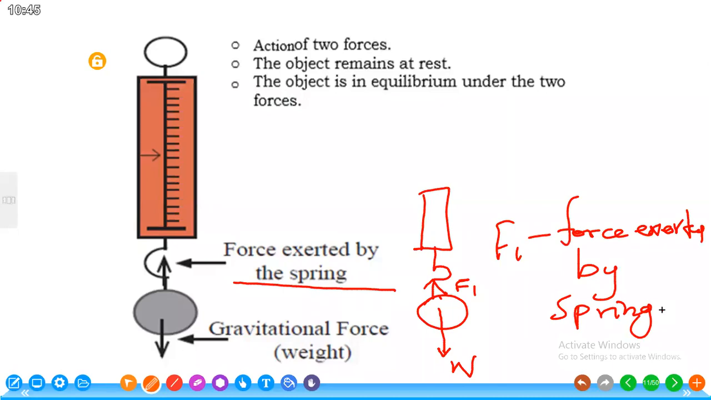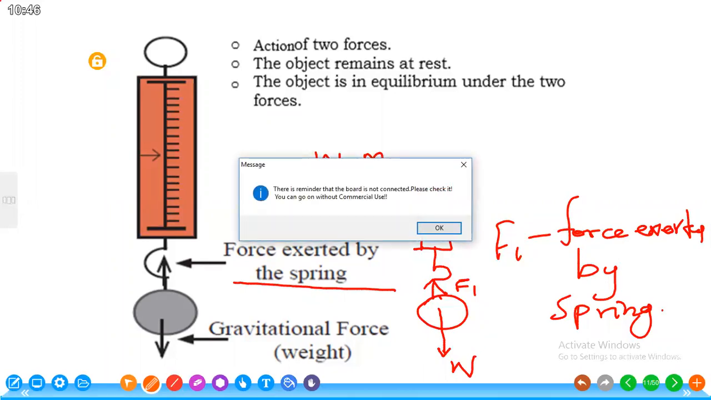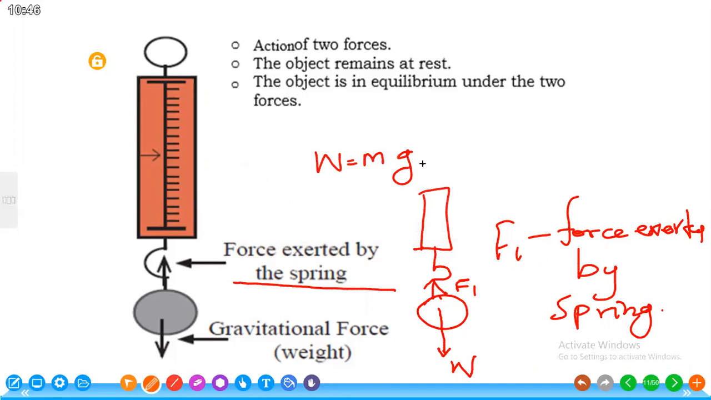In here, W force, weight of an object, this is gravitational force. The force which is exerted towards the earth is known as gravitational force. So the gravitational force W is equal to mass into gravitational acceleration. This is the mass of an object, this is gravitational acceleration. The value of gravitational acceleration is approximately 10 meter second minus 2, correct, 9.8 meter second minus 2.